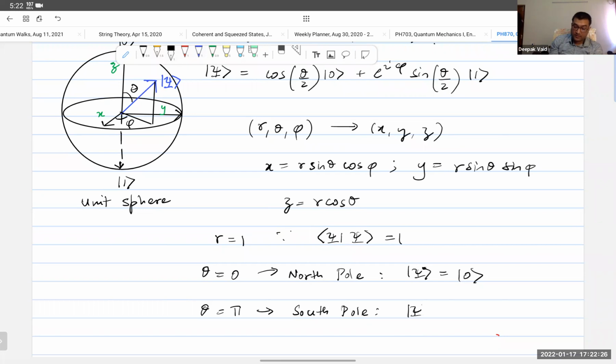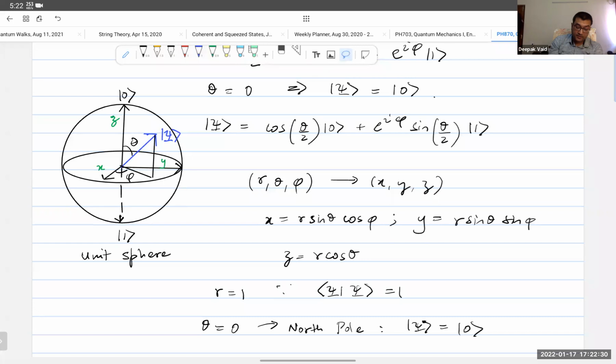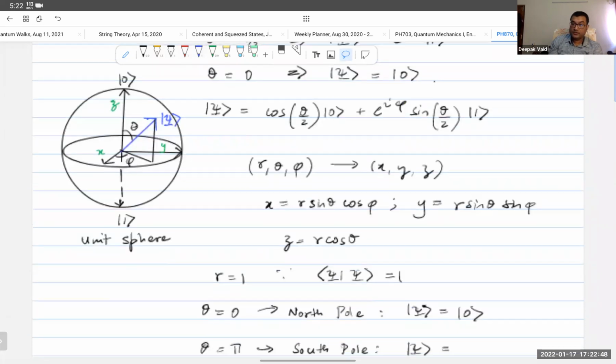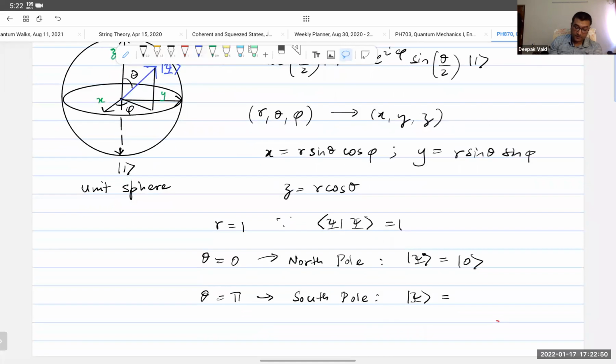So now what is psi? Now, see, this is cosine theta by 2, and this is sine theta by 2, right? So cosine theta by 2 is cosine pi by 2, and that is 0, right? And sine theta by 2 is sine pi by 2, that is 1. So at the south pole, this becomes equal to e to the I phi |1>, right?